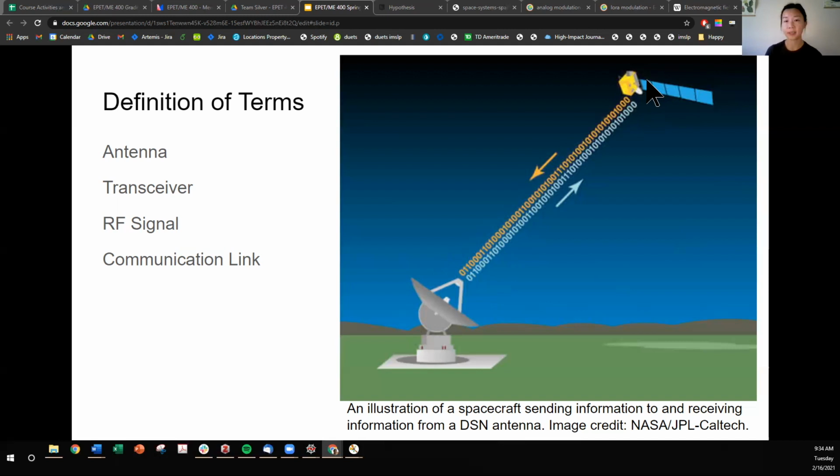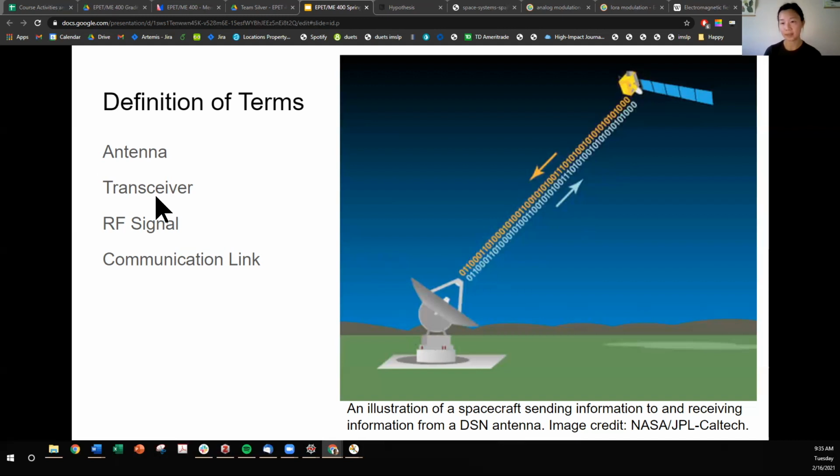In reception, an antenna intercepts some of the power of a radio wave in order to produce an electric current at its terminals that is applied to a receiver to be amplified. Antennas are essential components of all radio equipment. Let's talk about a transceiver next.